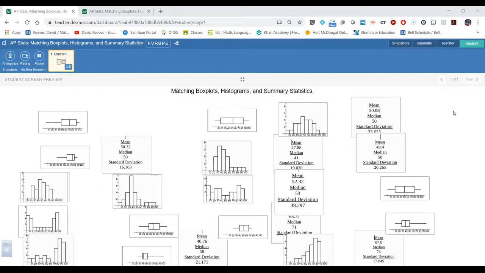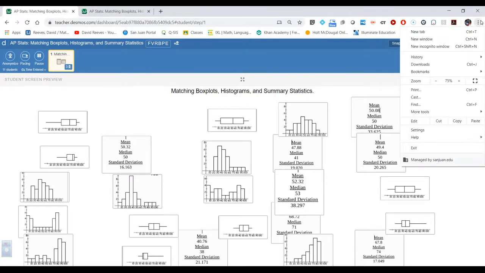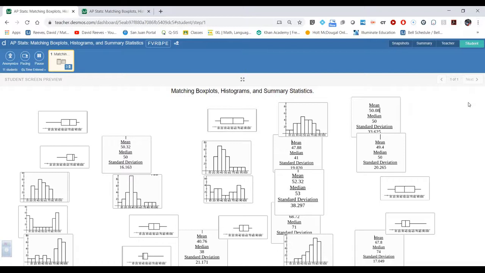I find it helpful on these card matching activities, when there are so many, to reduce the size of my browser screen. So I've gone ahead and zoomed down to 75%. You don't have to do that, but I think it makes it easier.